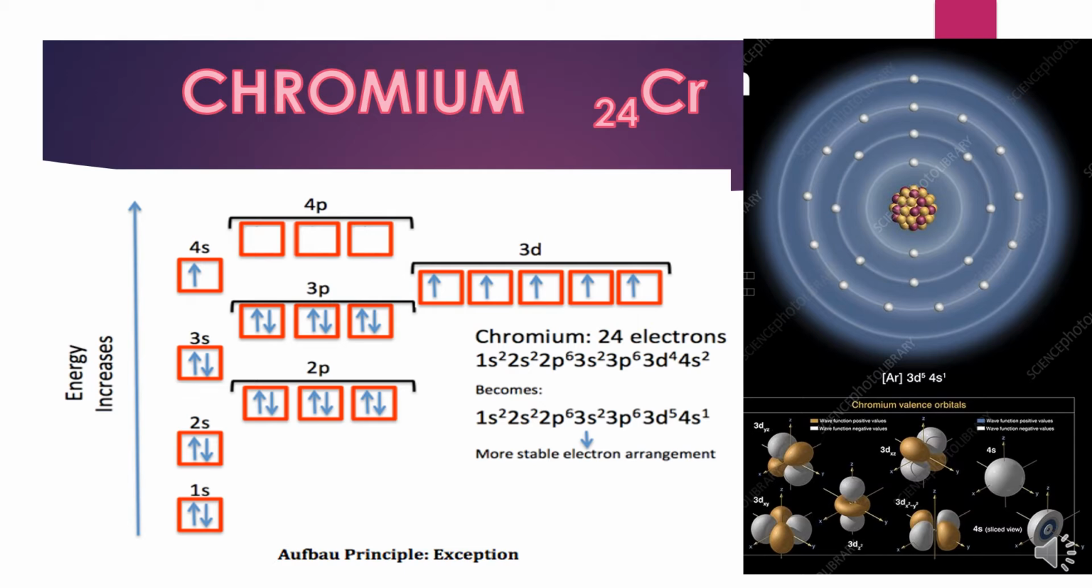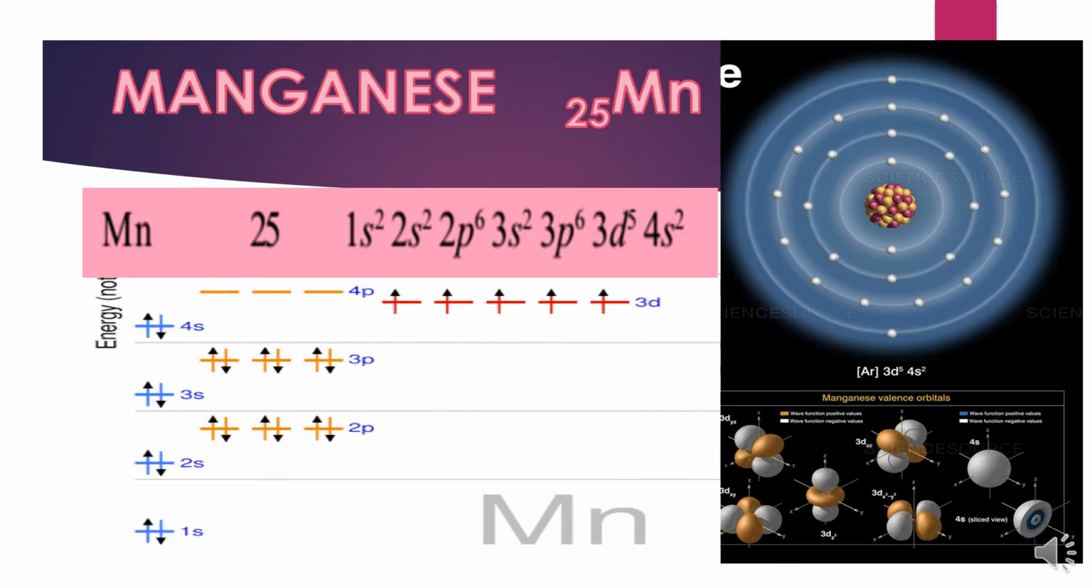3d5 and 4s1 is the configuration of chromium, and this is an exception to Aufbau's principle, where 4s2 is not completely filled and this one electron enters in the 3d subshell to occupy the exactly half filled 3d5 configuration. So it is very important to understand this configuration of chromium. Next we have manganese. In manganese you will have 4s2 and 3d5.